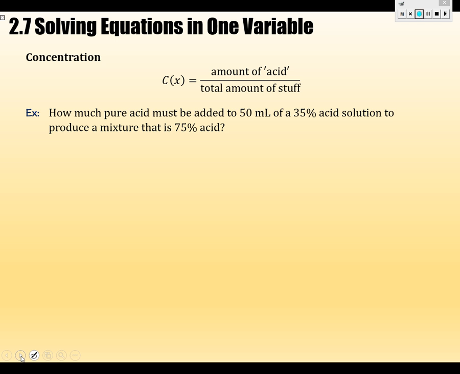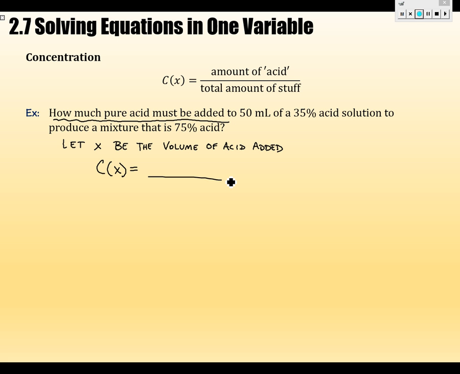So let's first start by, if you haven't read this problem yet, coming up with a concentration function for this situation. It says how much pure acid must be added. And in math, if there's something that someone is asking you and you don't yet know it and you desire eventually to know it, let's let that be the unknown. So let's let x be the volume of acid added. All right, and then I'd like to come up with a formula for the concentration regardless of what x you pick. Okay.